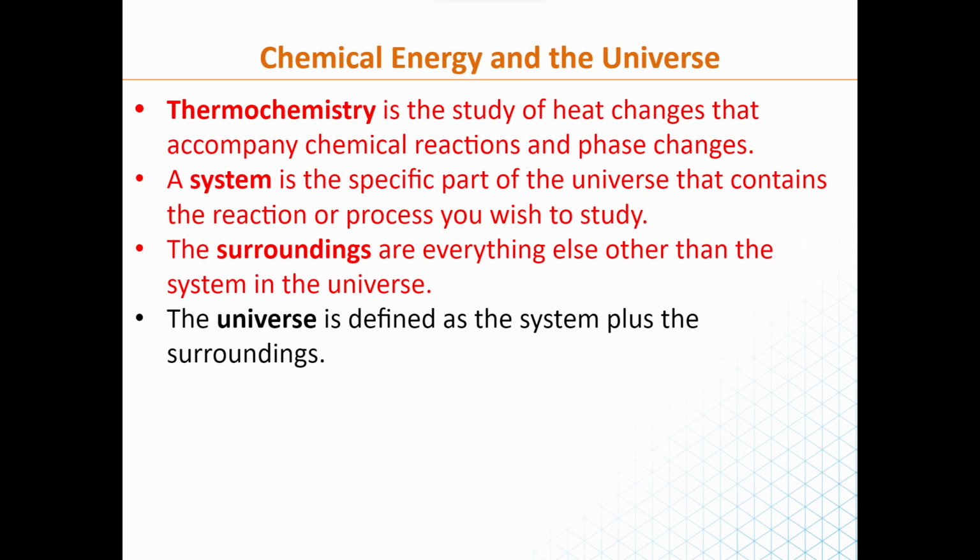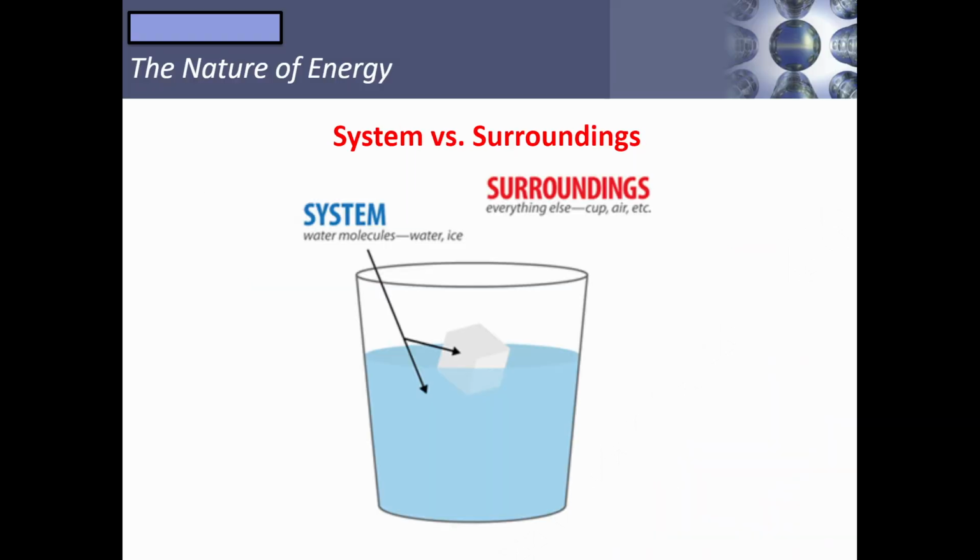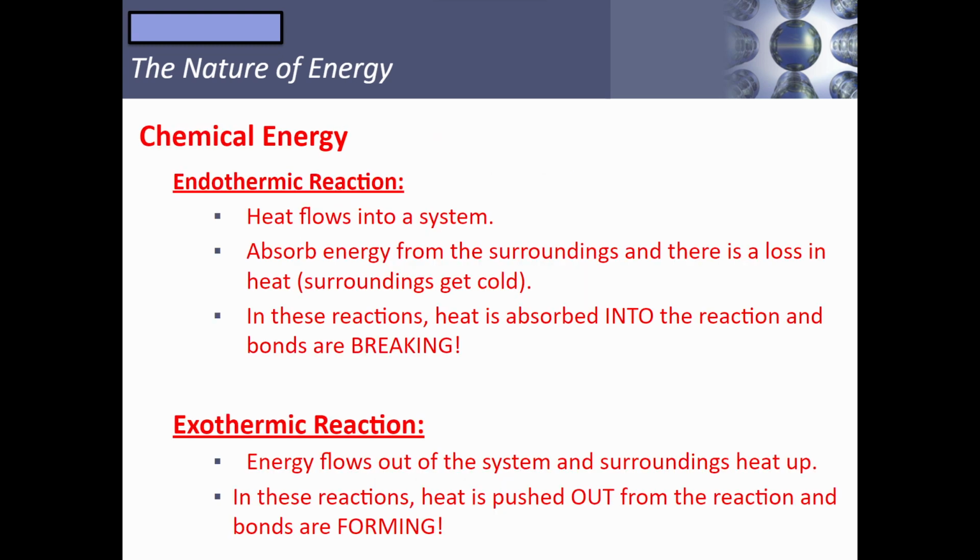And real quick, thermochemistry is the study of heat changes in reactions. System is the chemical reaction, and the surroundings are the outside things that may be affected by the reaction that you're studying. So there are a lot of examples that we can use. I'm just using this water and ice cube one, but do you guys remember endothermic? Well, it's back, baby, with endothermic and exothermic reactions.